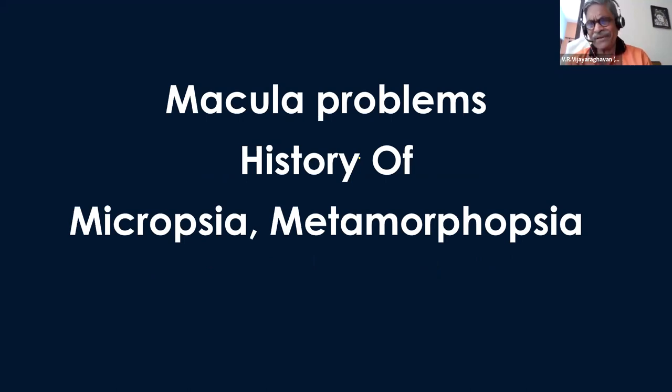But you can have some history. The patient may tell you, sir, this object appears smaller for me. This object is larger for me. Or a straight line appears wavy for me. These are called micropsia, macropsia, and metamorphopsia. These are all macular problem histories. You know the reason for micropsia? Micropsia means separation of cones. Macropsia means crowding of cones.